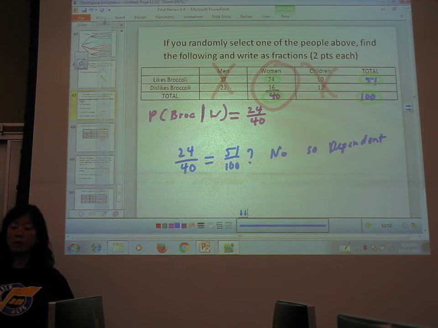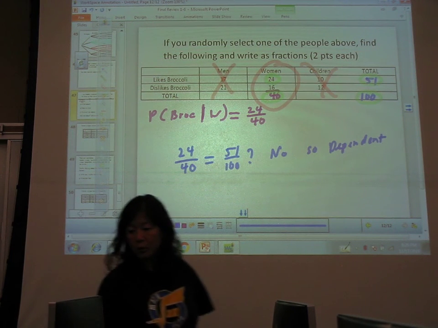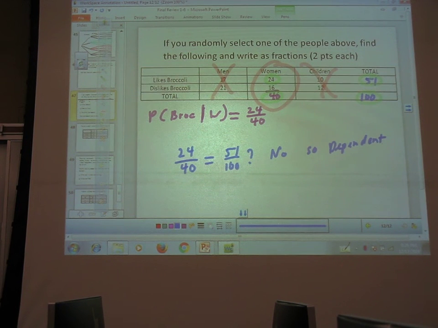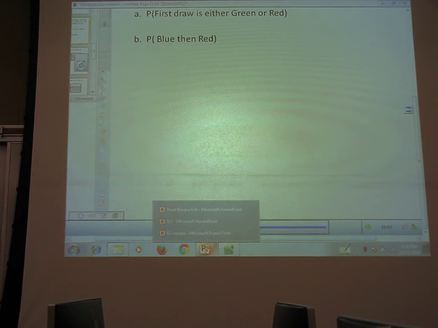Okay with that part? All right, why don't you guys do the next one down? Number 14. That'll be our last one. So draw a tree. All right, so let's go ahead and draw.